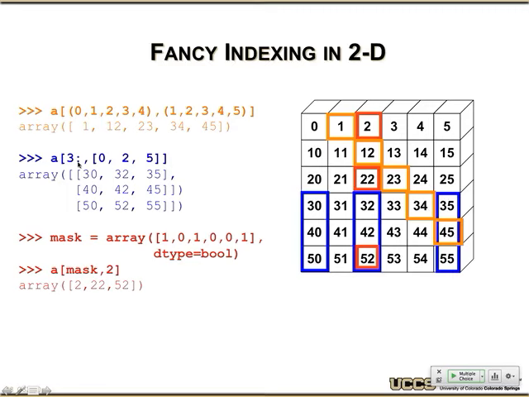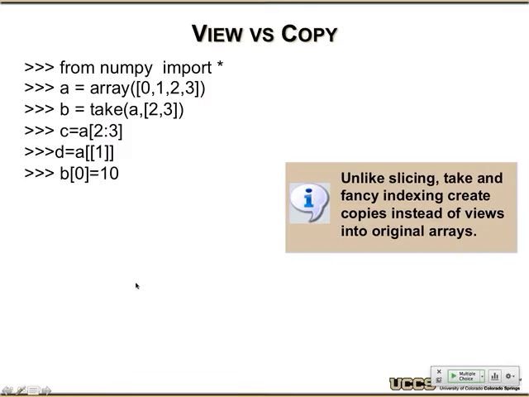I can say 3:, which is now the numbers 3 to the end, comma the list 0, 2, 5. That's the blue here. It says go from 3 to the end in things in columns 0, 2, and 5. They don't have to be contiguous. If I use tuples, I get pairs. If I use arrays, I get everything. And then you can make masks and play the same games with masks with this fancy indexing.